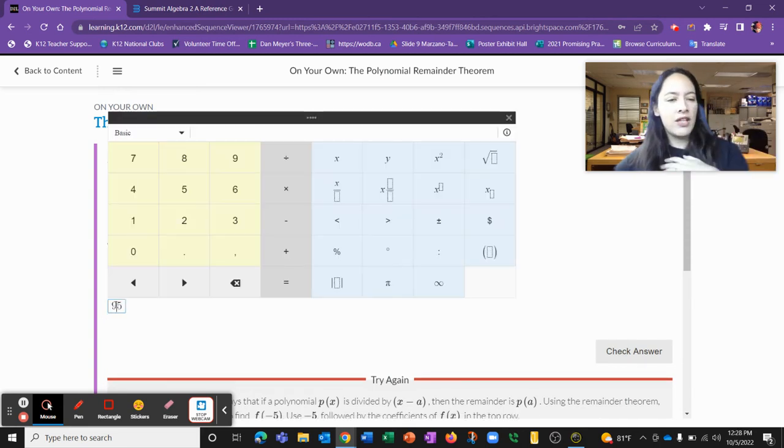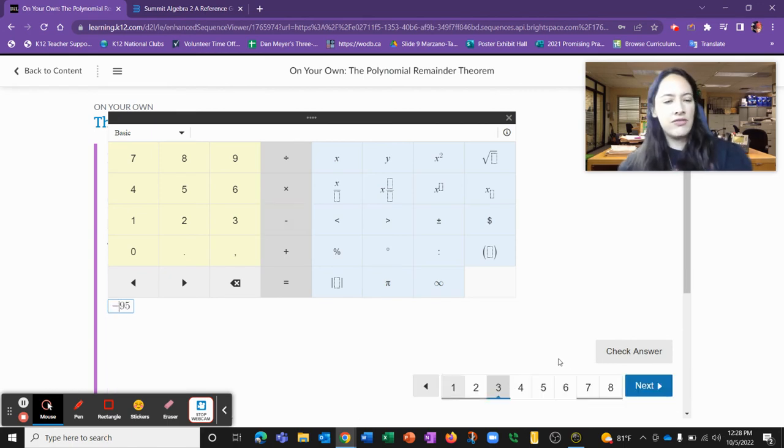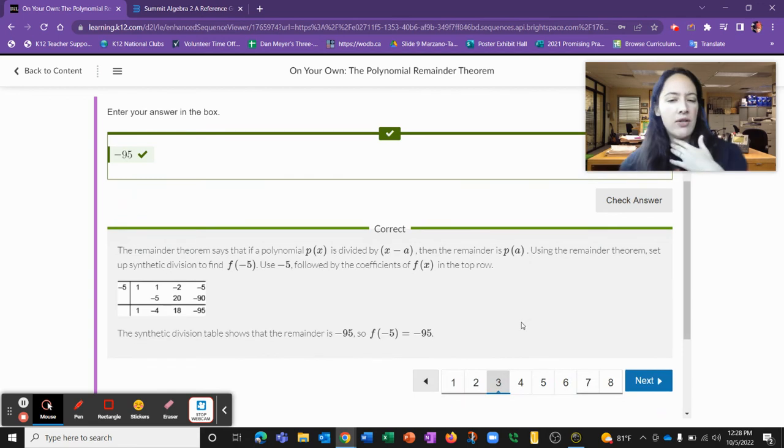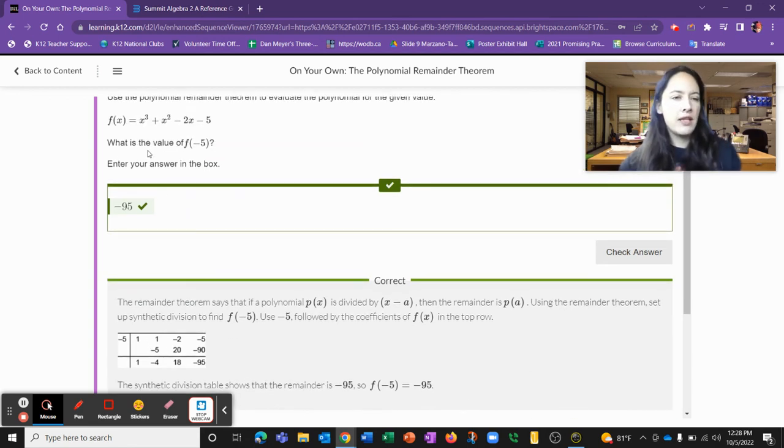I'm silly, but look what I forgot. I forgot the negative. Let's try it now. Aha, we did it. And then come down here and you can see how they did the synthetic division. See how they set it up? Coefficients of 1, 1, negative 2, negative 5. Then down here, they want to evaluate it at, yeah, it clicks.